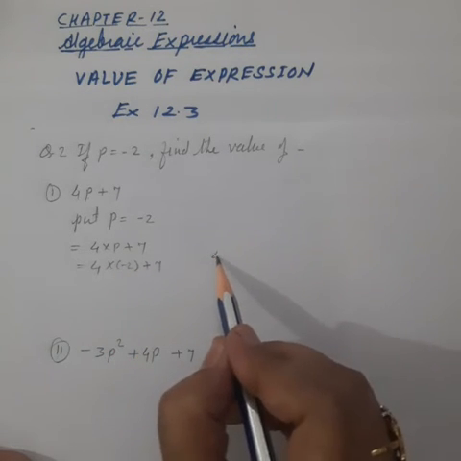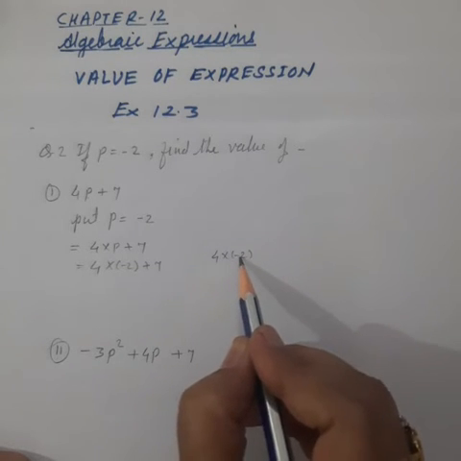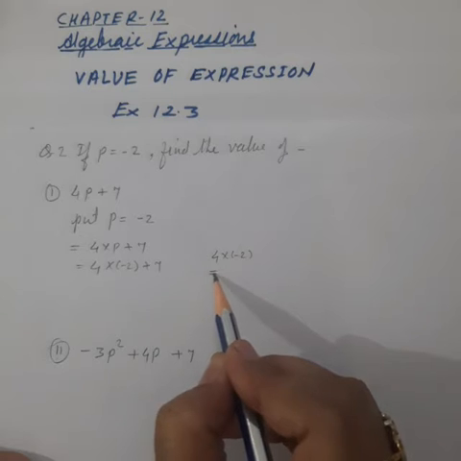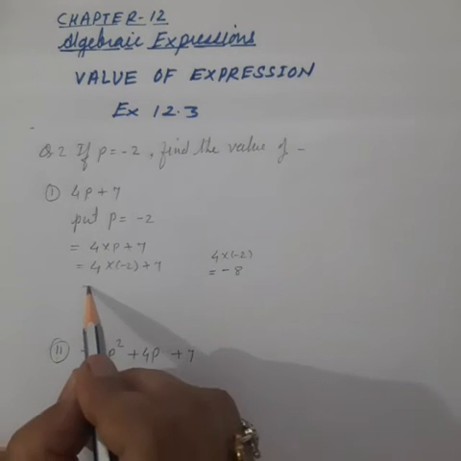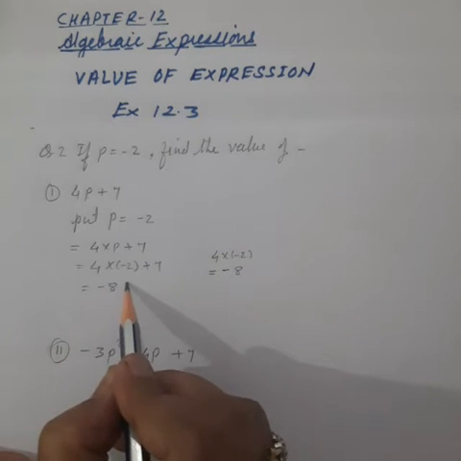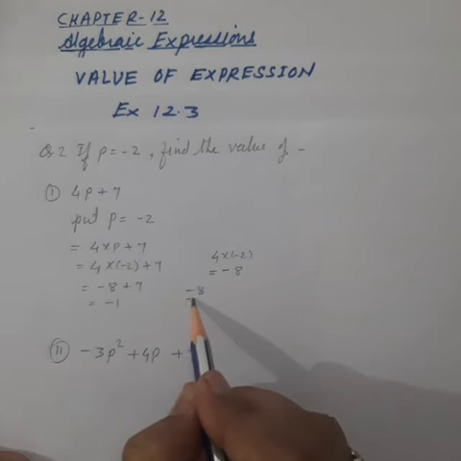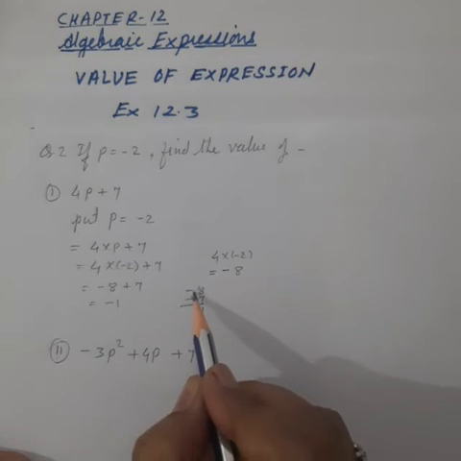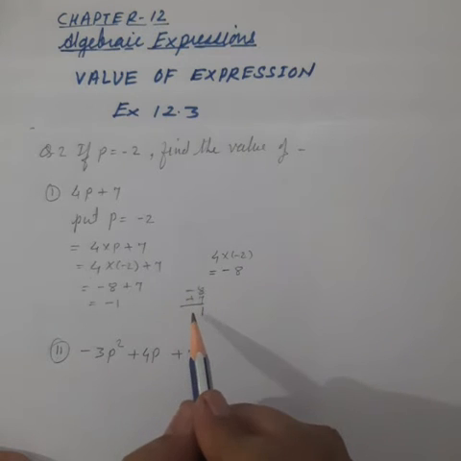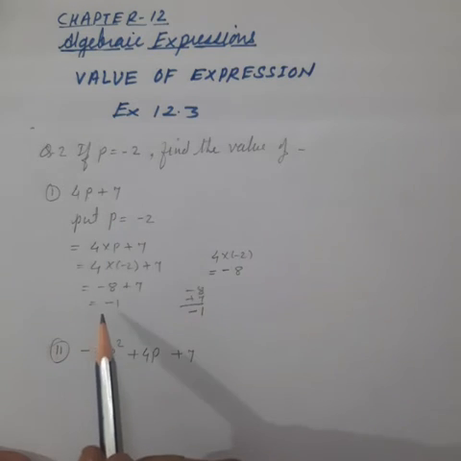Now this multiplication, 4 into minus 2. In this multiplication, one number is negative, the other is positive. So, the product will be negative and 4 2s are 8. So, here we get minus 8. Minus 8 plus 7 is minus 1. Minus 8 plus 7. Signs are different. So, subtract and give the sign of the greater number, ignoring the sign. So, the value of the expression here we get is minus 1.